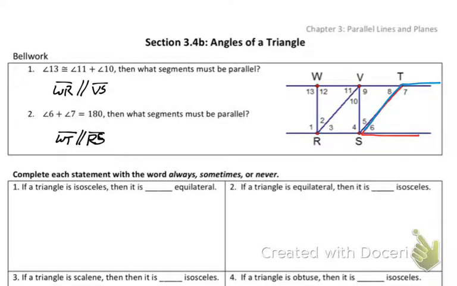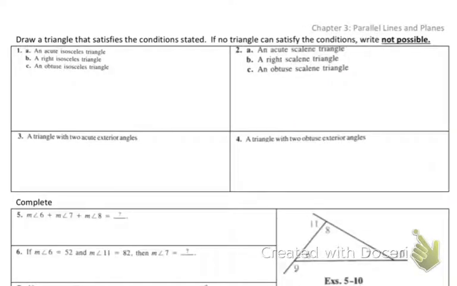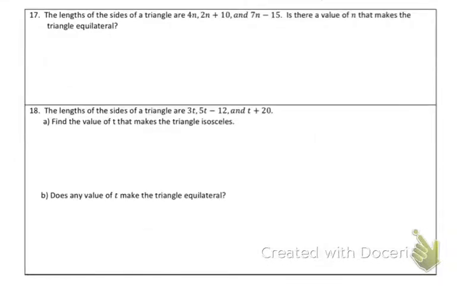Grace. I had a question on number 18. I was a little confused about it. All right, 18 says the length of the sides of the triangle are 3t, 5t minus 12, and t plus 20. It says find a value of t that makes the triangle isosceles. Remember, to be isosceles, two of the sides need to be congruent. Just two of them. Three of them can be and it's still isosceles, but at least two of them have to be. So if they ever ask to make something isosceles, all we need to do is take two sides and set them equal to each other.